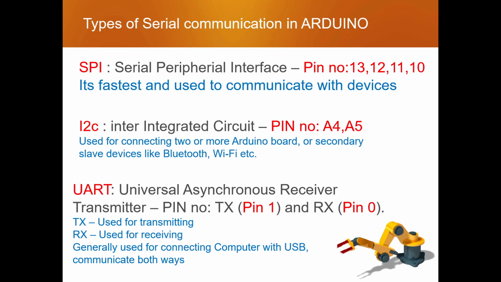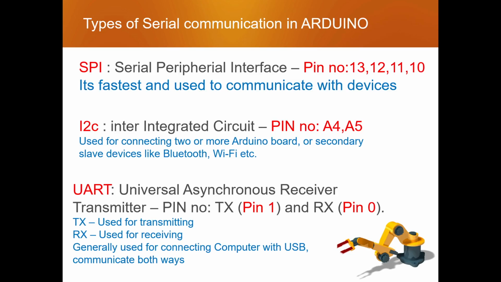Then we have I2C, that is inter-integrated circuit. For that, we'll be using pin number A4 and A5. Don't worry, we'll show you everything in images in the next slides. These two pins are used for connecting two or more Arduino boards or secondary slave devices like Bluetooth or Wi-Fi. Sometimes we want to make Wi-Fi controlled devices or a Bluetooth controlled alarm system. I'll be sharing links from where you can learn how to make things like anti-theft burglar alarms.